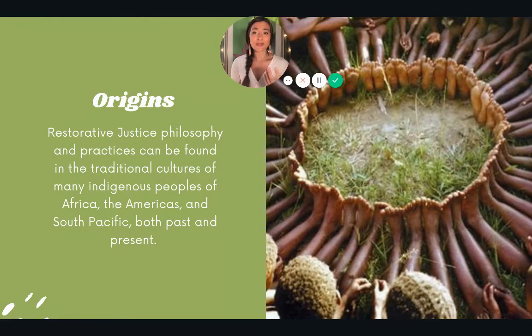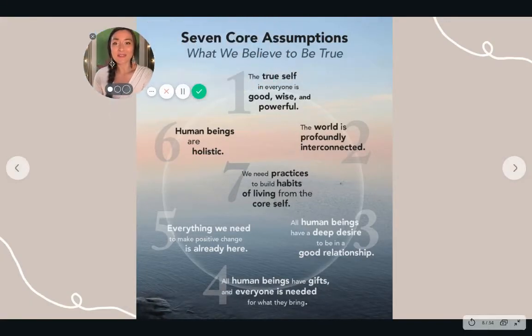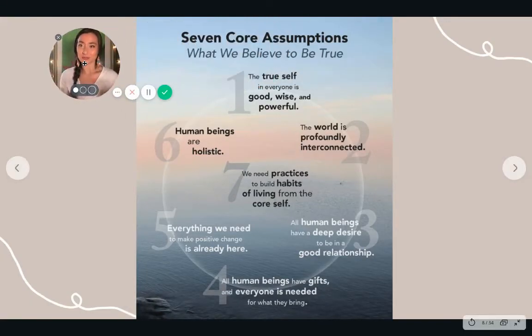So these restorative practices are ancient, even though we're seeing them now crop up in education and criminal justice systems. They can be found through the indigenous peoples of Africa, the Americas, South Pacific, and they're happening still right now in the present.